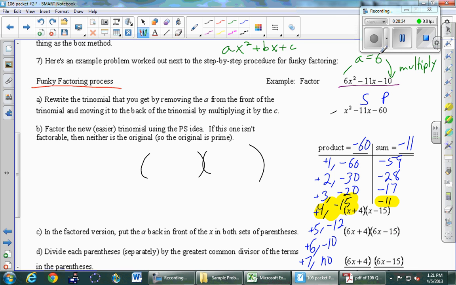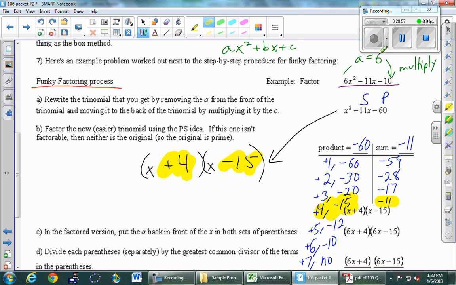what does that mean about factoring this guy? Well, they all started with x and x, right? And then you would put the numbers you found. What were the two numbers we found? Positive 4, negative 15, plus 4, minus 15. Yes? And if we had only been asked to factor this thing in red, we'd be done. That's how it factors.